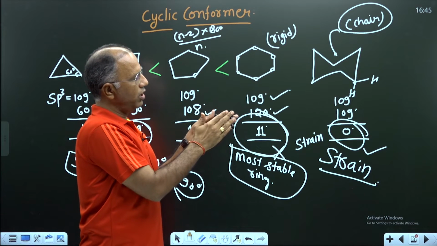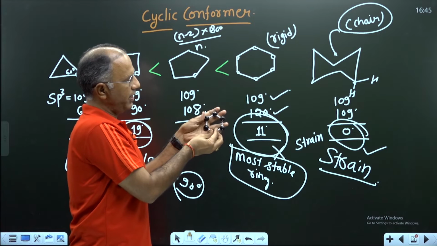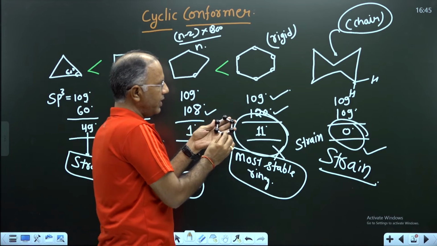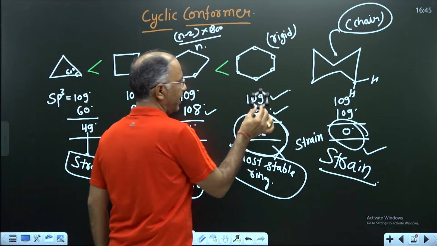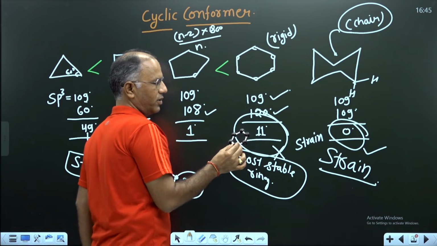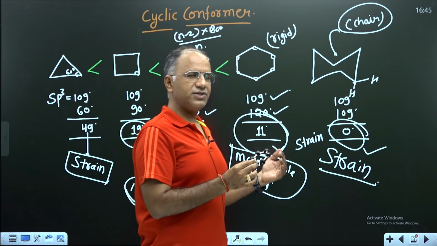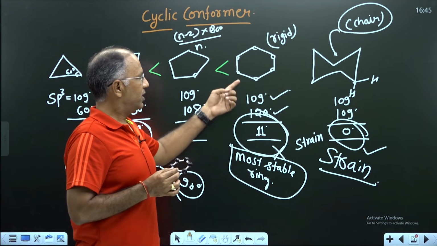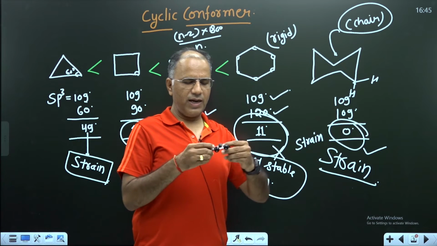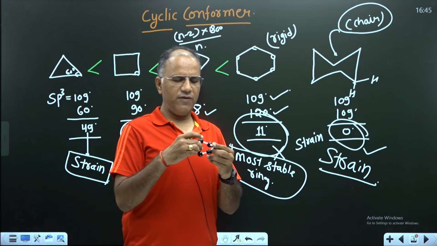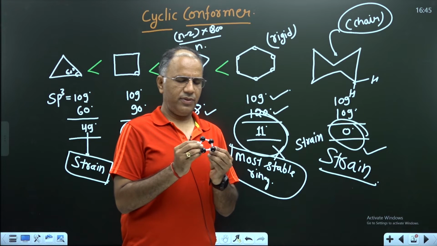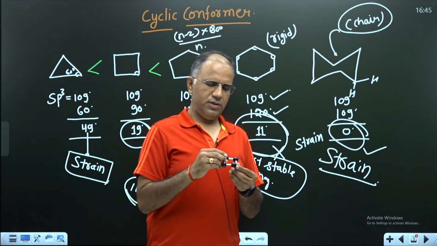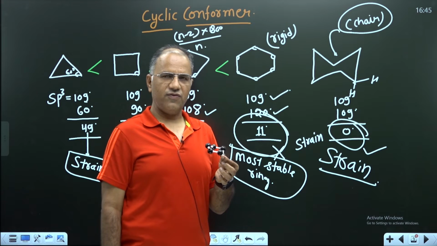Rigid form means all carbons will lie in the same plane. If cyclohexane exists in this rigid form, then there will be a strain of 11 degrees. Now, in order to minimize this strain, every molecule will try to remain in the lowest energy level. This means this ring will undergo buckling. The movement of this bond is known as buckling, and it will convert into the chair form. This is the chair form.